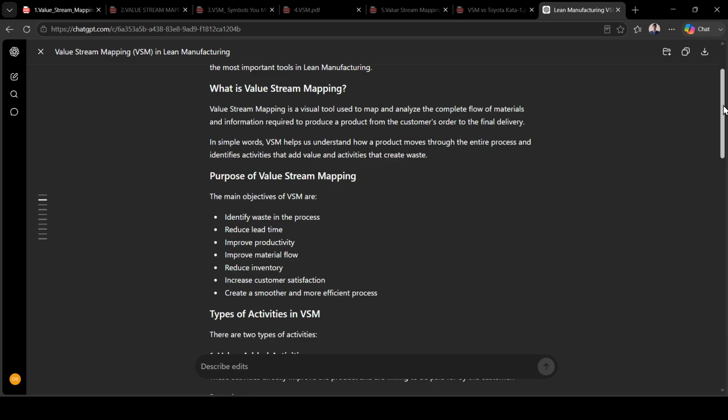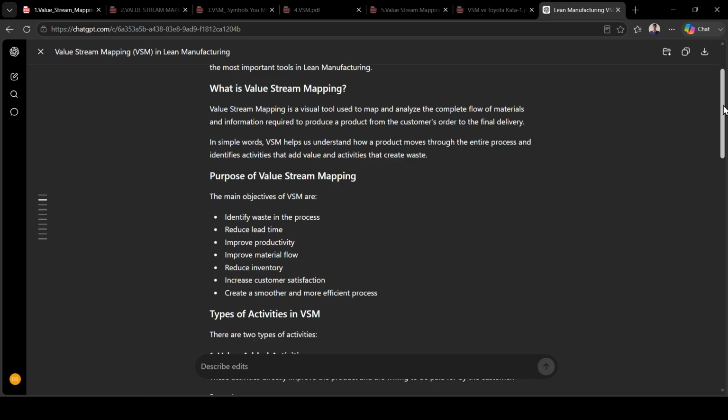In simple words, VSM helps us understand how a product moves through the entire process and identifies activities that add value and activities that create waste.